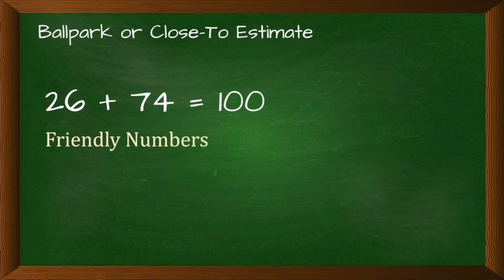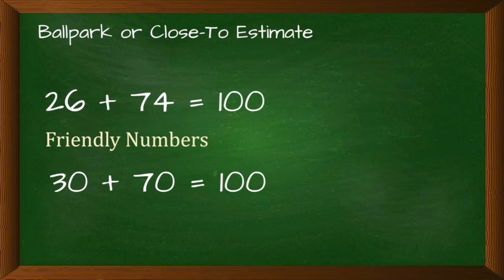We know that 26 plus 74 is 100, and I want to think, as a part of my estimate, what are some friendly numbers that I can use? Friendly numbers are just numbers that are easy to think about. 26 is pretty close to 30, and 74 is pretty close to 70. This is really easy for me to think about, because I can start at 70 and count up 3 tens: 70, 80, 90, 100. So using my friendly numbers, my estimate is 100, and that is exactly the same as my actual sum, which tells me my answer probably makes sense.